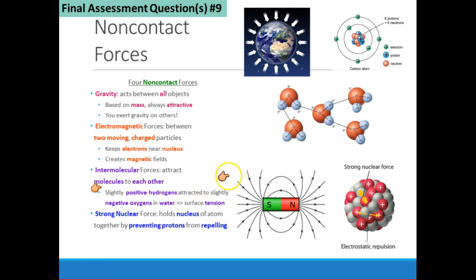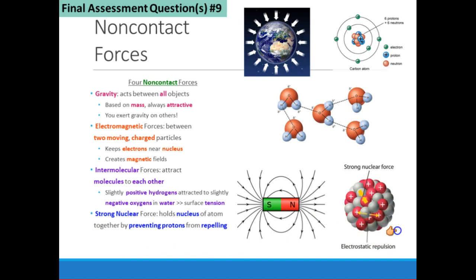This is why we get things like raindrops instead of just flat water. Raindrops have a curved dome, unlike if it had no surface tension. And lastly, strong nuclear force is the force that holds the nucleus of the atom together.